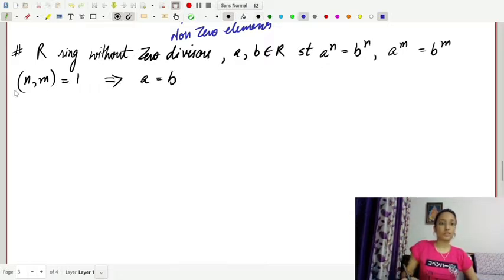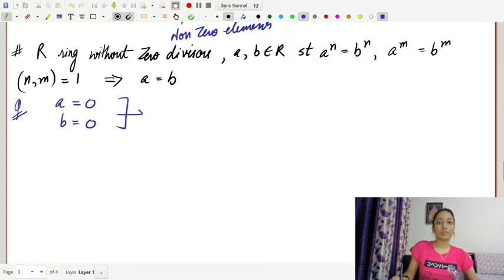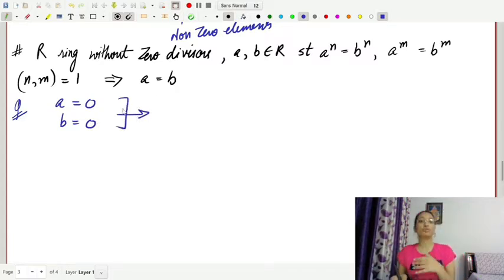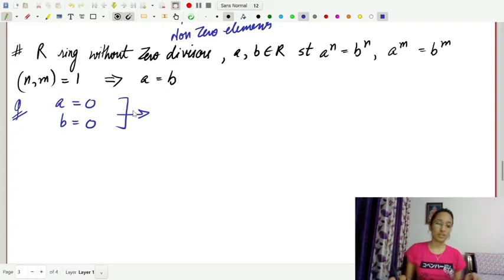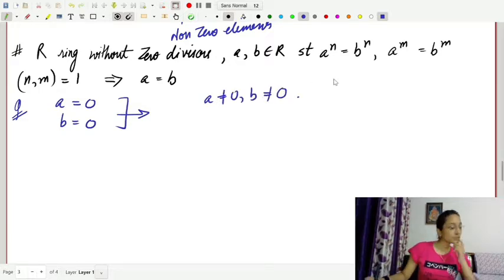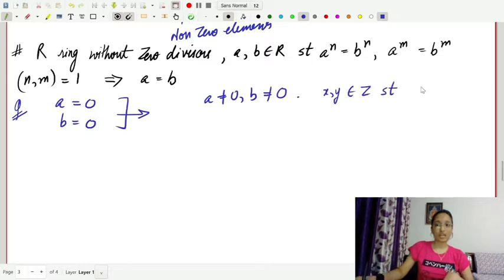Now similarly, to prove this, first we will assume the case when a is equal to 0 and b is equal to 0, and there we will arrive that b is equal to 0 and a is equal to 0 respectively, as we have done earlier. Hence we will assume that a is not equal to 0 and b is not equal to 0. Since m and n are relatively prime, there exist integers x and y belonging to Z such that mx plus ny is equal to 1.